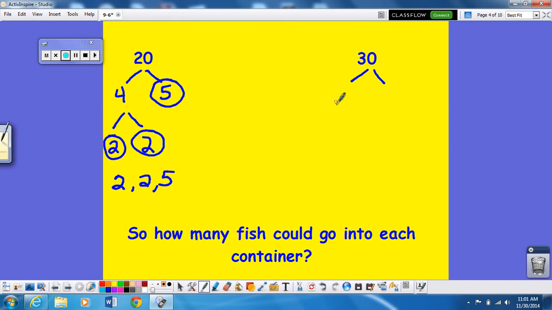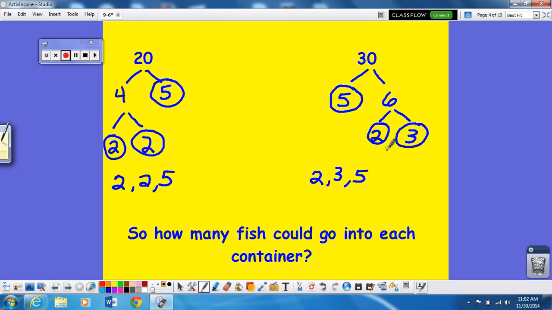Okay, over here 30, I'm going to do 5 and 6. Now I could have done 2 and 15, I could have done 10 and 3. Any of those would have worked. What I try to do is find one that will give me a prime factor first so that I only have to work with one side of the tree. 2 and 3, 2 times 3 is 6. Those are both prime. So the prime factors of 30 are 2, 3, and 5. Now remember, we list them in numerical order. We don't list them the way we've put them in the tree. Now, in order to know what the greatest common factor is, you have to line them up.